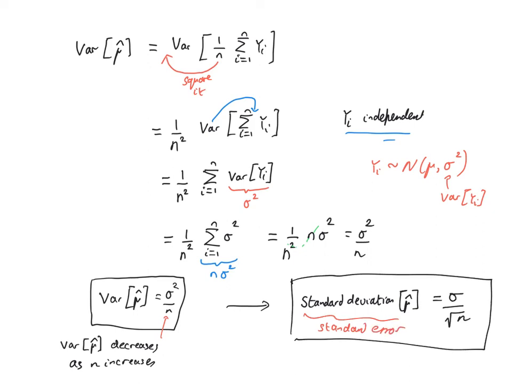Okay, so those are the properties of the estimate mu hat. We've worked out the expected value, and we've seen that the expected value is mu, so that mu hat is an unbiased estimator of mu. And we've also worked out the variance or spread of all the possible mu hats, and we've seen that it decreases as sample size increases. And that's a good thing, because it means we get more reliable as we collect more data.